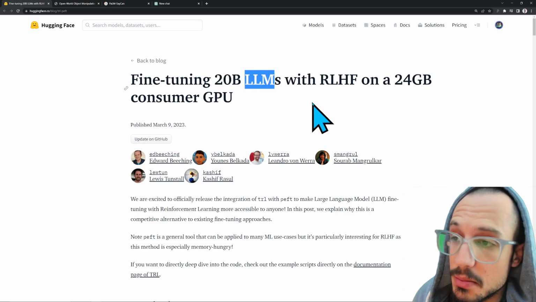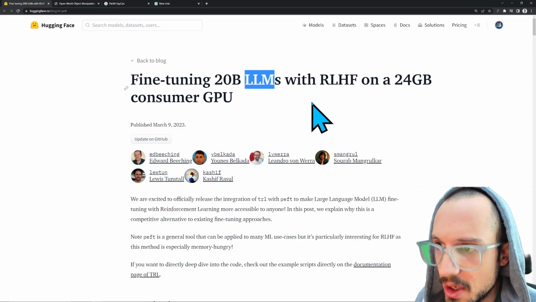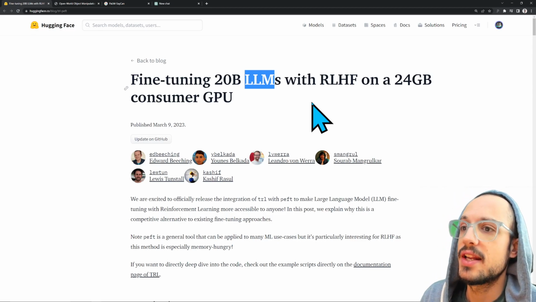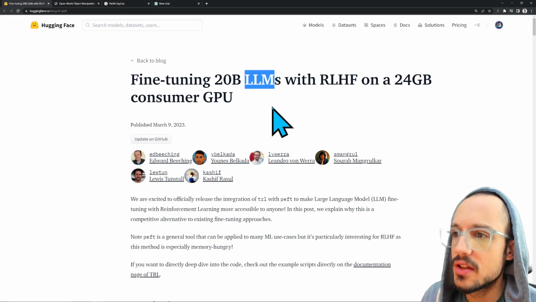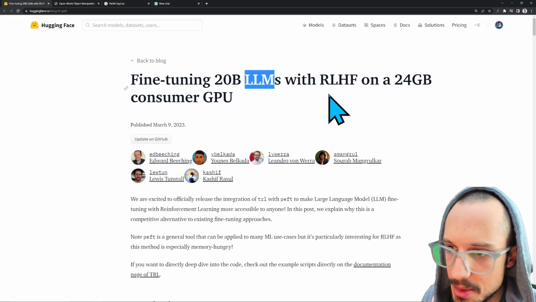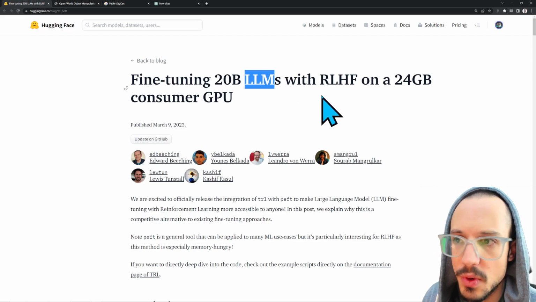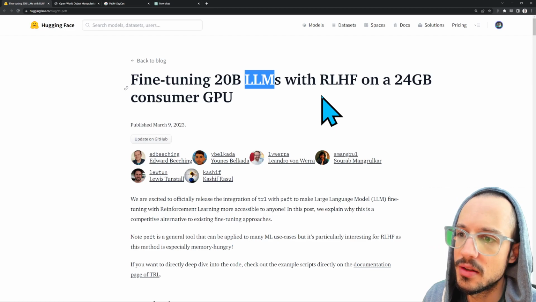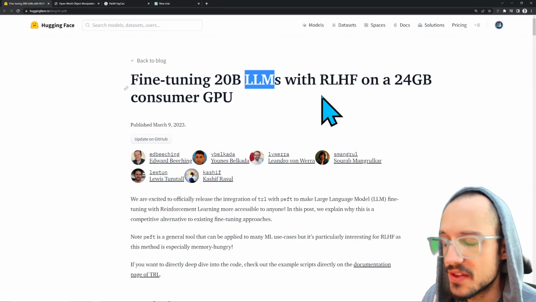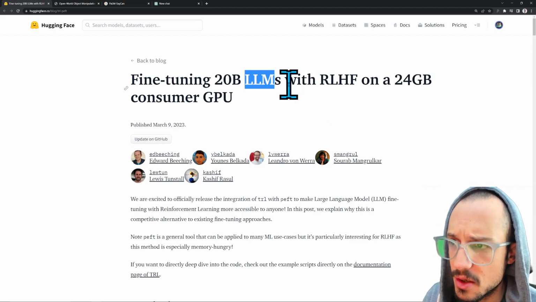LLMs, a large language model. This is a type of machine learning model. This is the machine learning model that is behind all your favorite tools such as ChatGPT. Google has their own one called Palm. Meta, previously Facebook, has their own one called Llama, and so on.